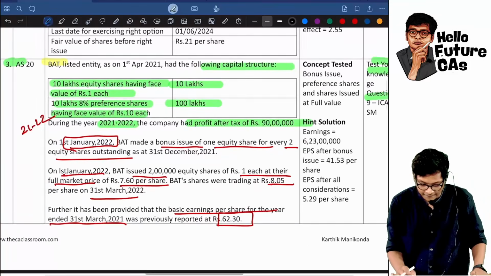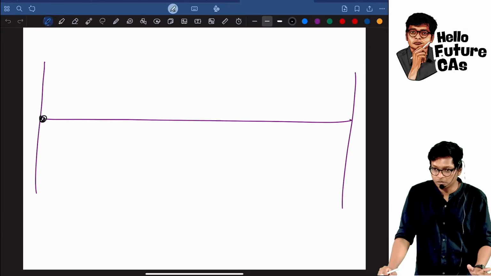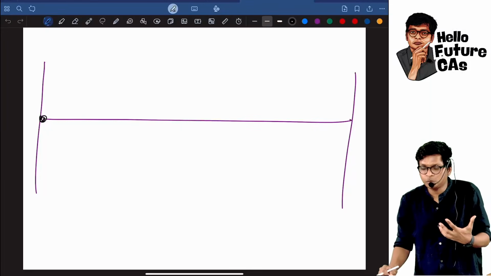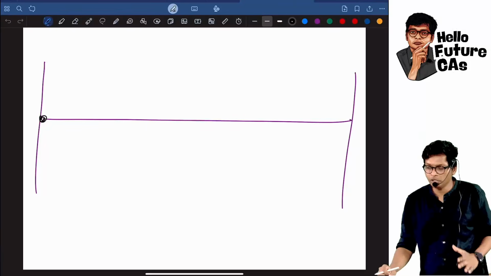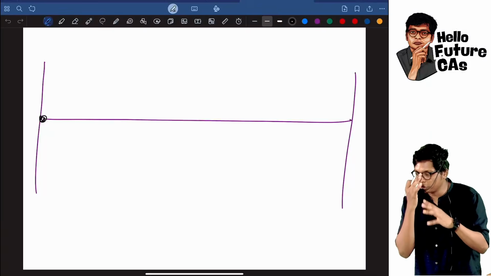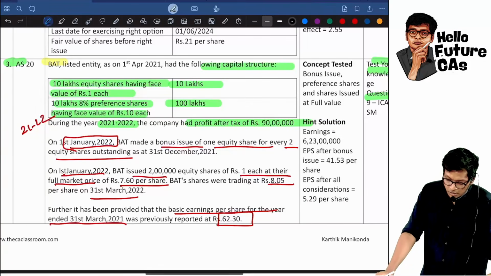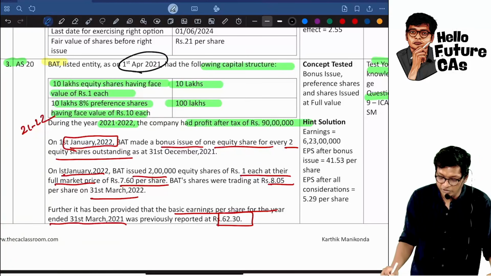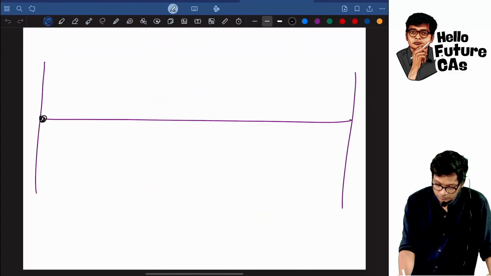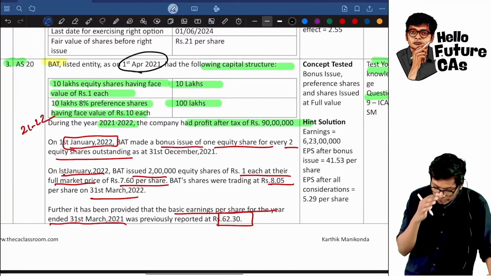Question number 9. Easily worthy of a 5-mark question. Those who know AS 20 to an extent will enjoy this even more. If not, you will also be able to follow, because I'll explain the concepts where needed. What is the starting date, guys? 1st April 2021. And when is the question ending?